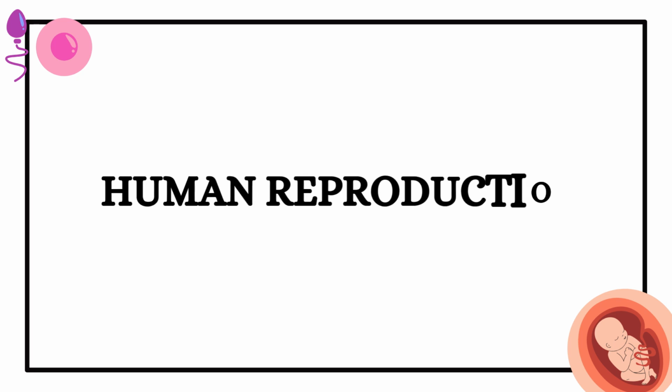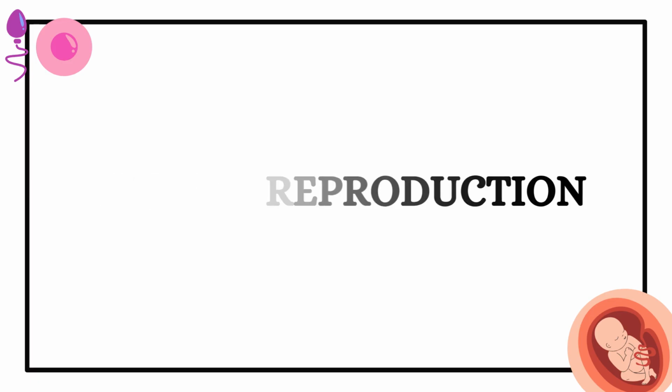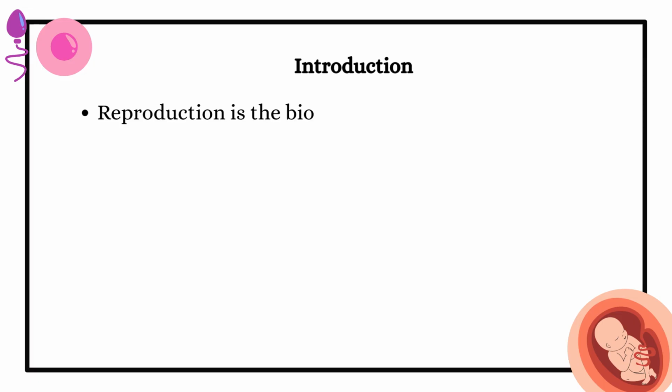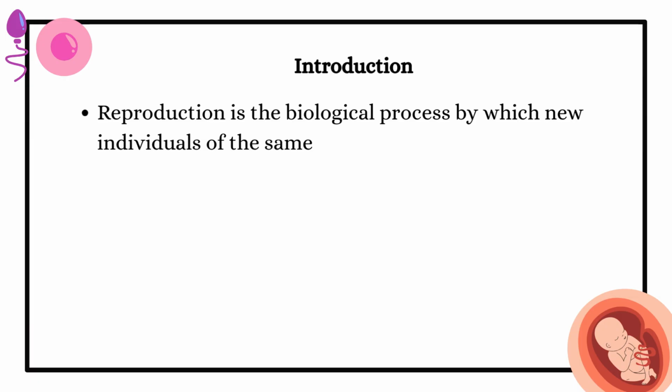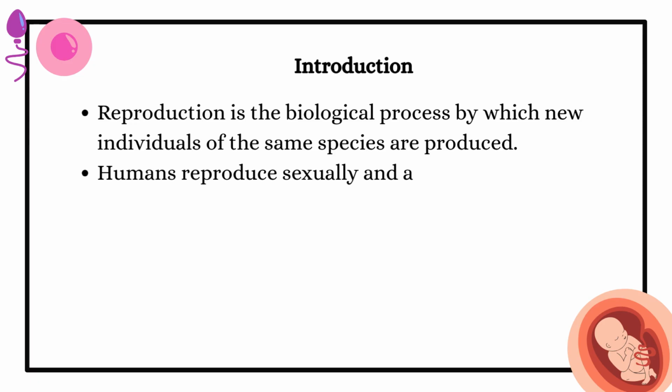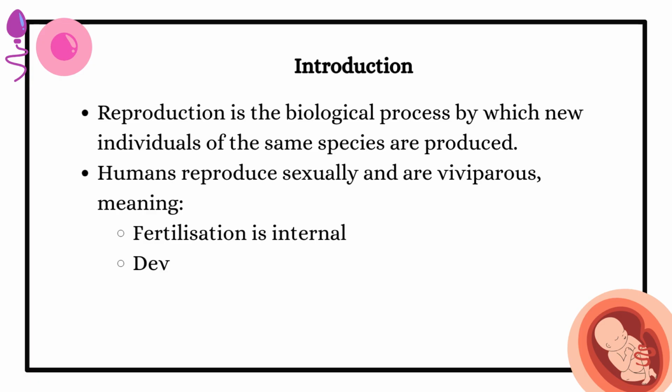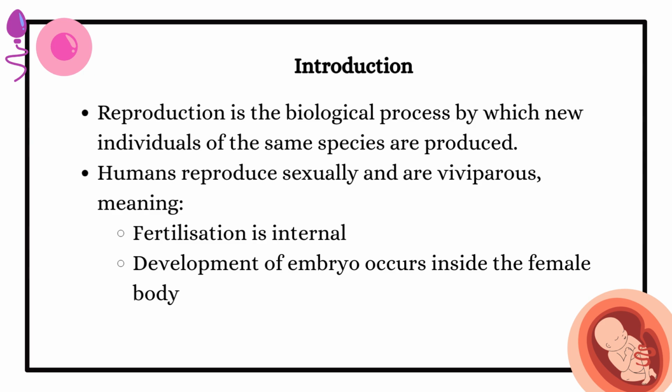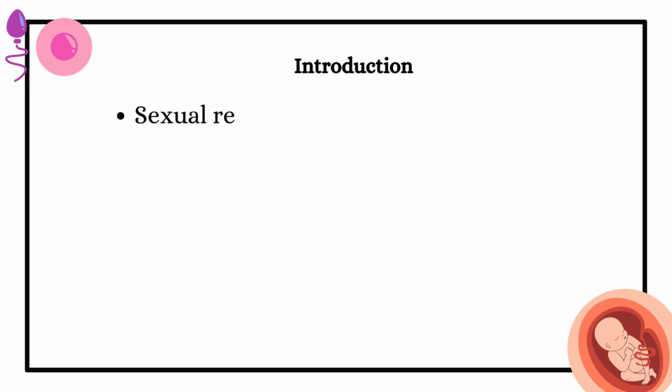Today, we are starting one of the most important chapters of Class 12 Biology, human reproduction. Reproduction is the biological process by which living organisms produce new individuals of their own kind. In humans, reproduction is sexual, involving two parents and specialized reproductive cells called gametes. Humans show sexual dimorphism, meaning males and females differ anatomically and physiologically. Humans are also viviparous, which means the embryo develops inside the mother's uterus and the baby is born alive.